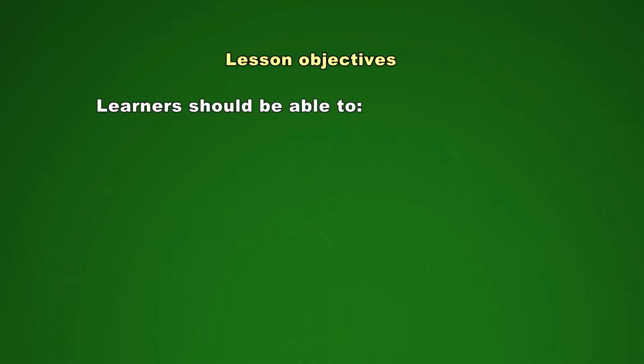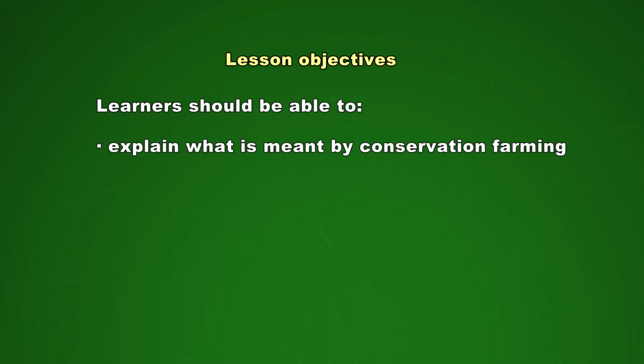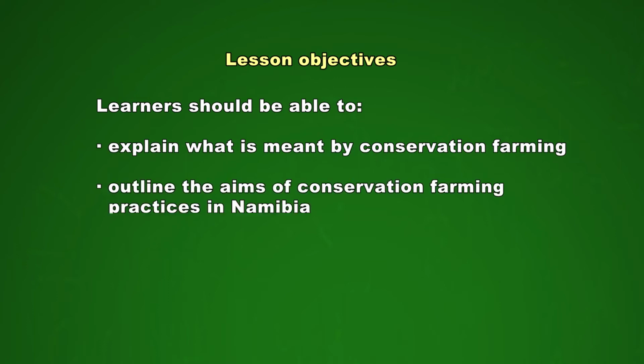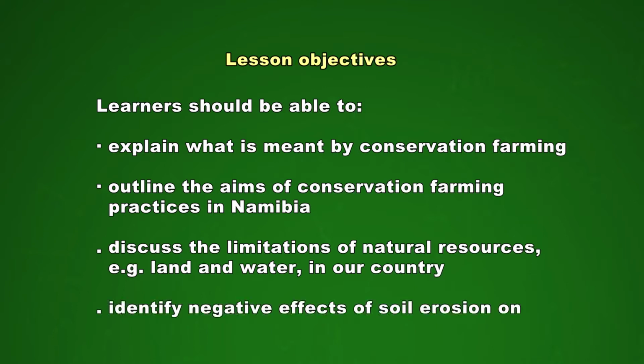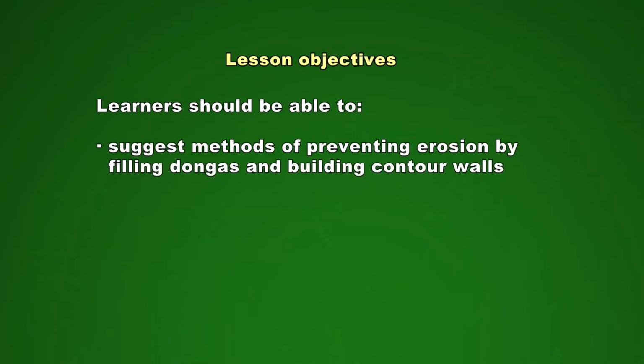At the end of this lesson, you should be able to explain what is meant by conservation farming, outline the aims of conservation farming practices in Namibia, discuss the limitations of natural resources, example, land and water in our country. Identify negative effects of soil erosion on farming. Suggest methods of preventing erosion. Example, filling dongas and building contour walls.